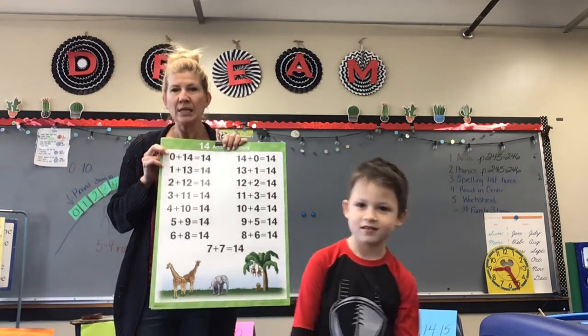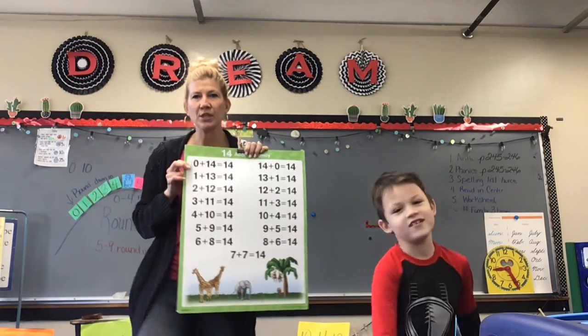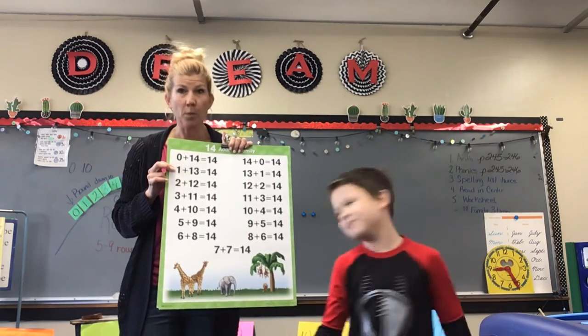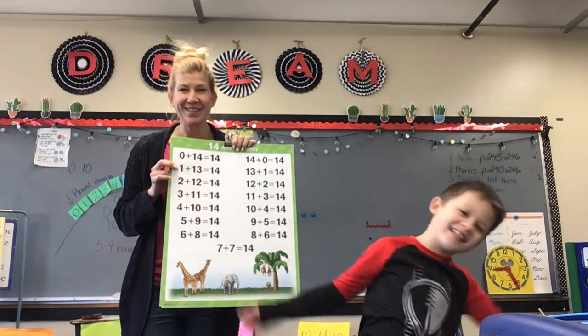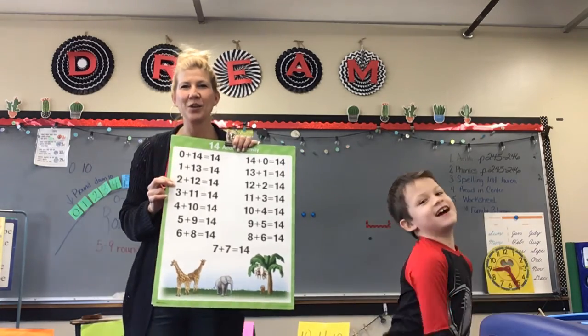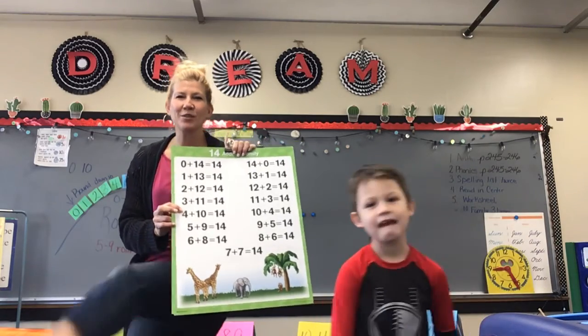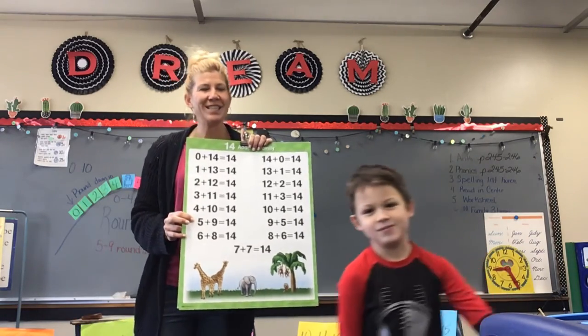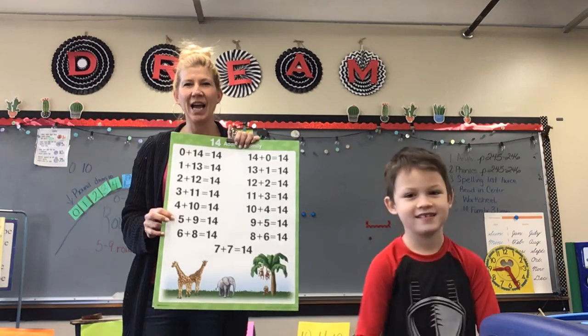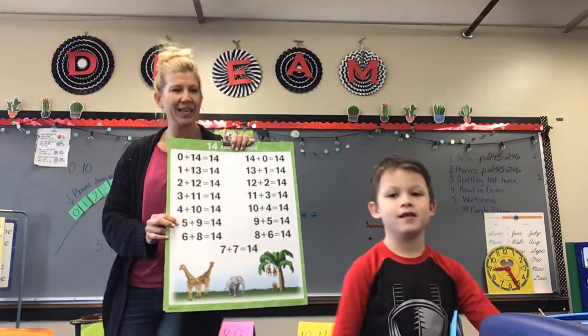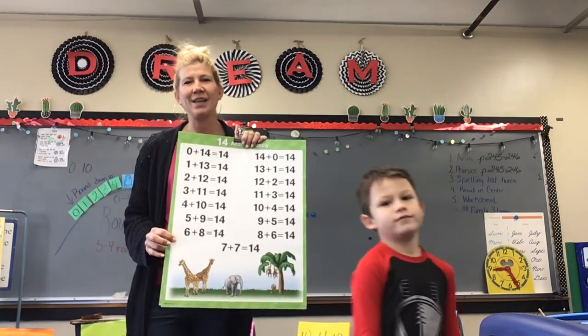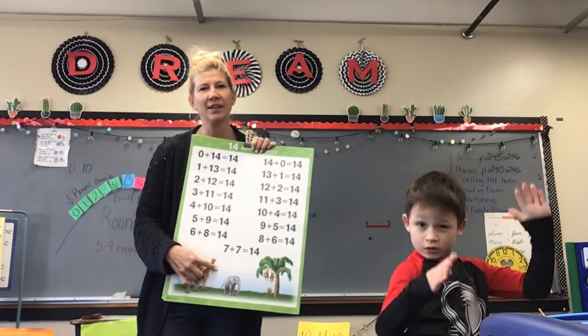Ready? Begin. 0 plus 14 equals 14. Oh, I don't hear you. 1 plus 13 equals 14. 2 plus 12 equals 14. 3 plus 11 equals 14. 4 plus 10 equals 14. 5 plus 9 equals 14. 6 plus 8 equals 14.